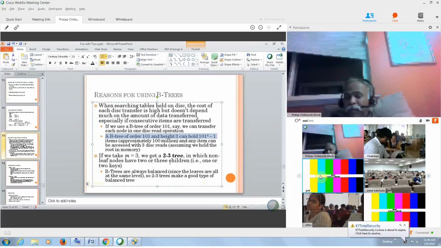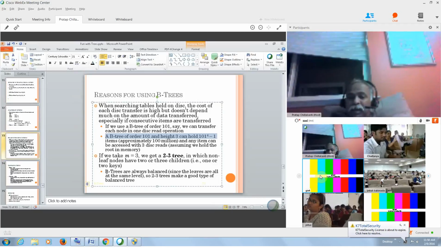Recall, they are all in the slides. You can review them. It's a shorter version of the M order tree. Other important thing, B trees are always balanced because all the leaves are all at the same level.